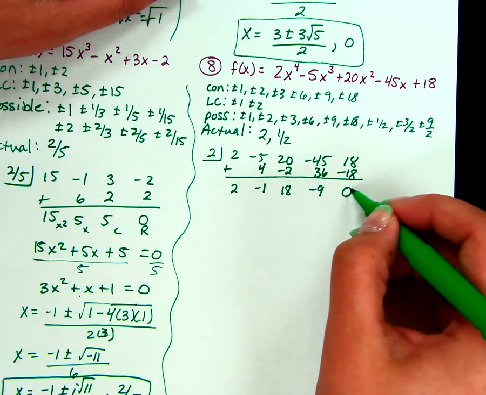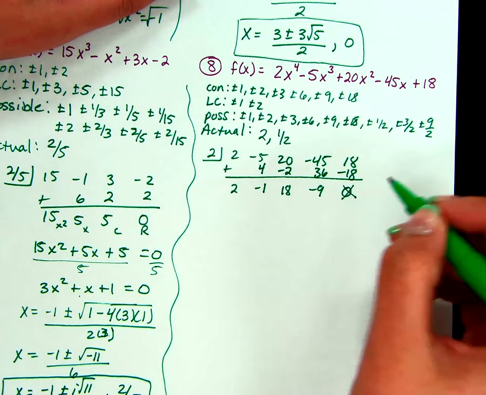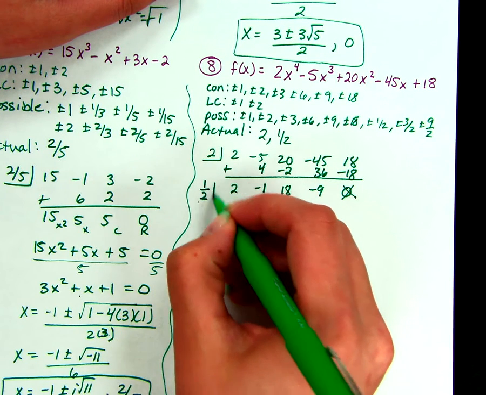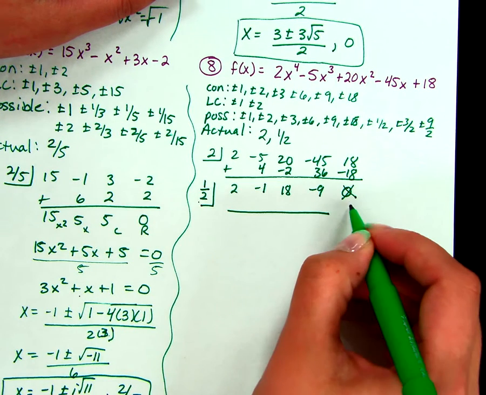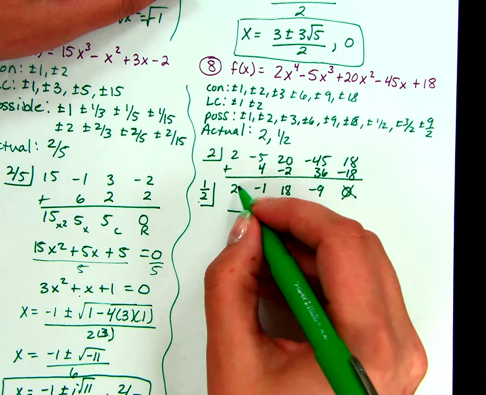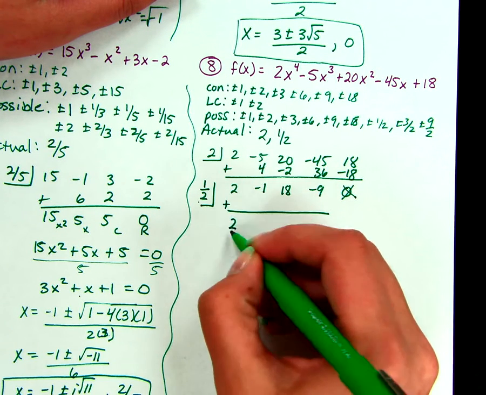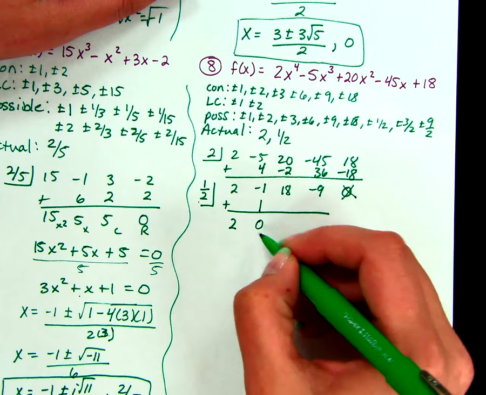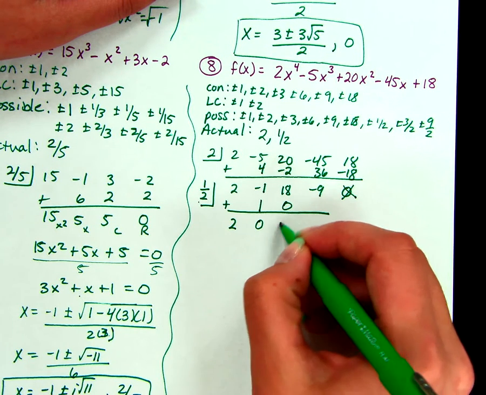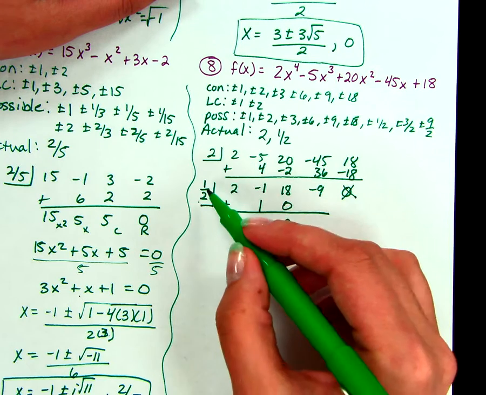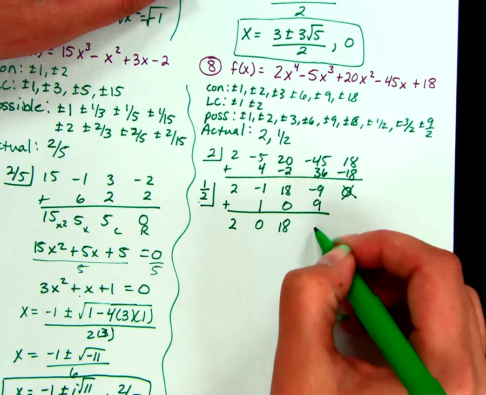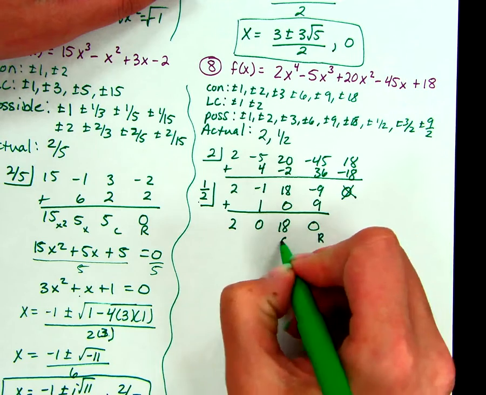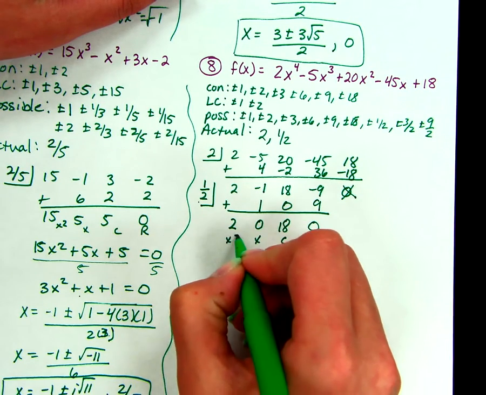So this is my remainder, so I'm actually going to cross this off, and then we're going to do our second division problem to our answer here. So 1/2 goes in our box, and then we're going to divide again, except for the remainder. We're not going to include that. So the 2 comes down, multiply 1/2 by 2 to get 1, add to get 0, multiply to get 0, add to get 18, and then 1/2 times 18 is 9, add to get 0. So this is the remainder, the constant, the x, and the x squared term.